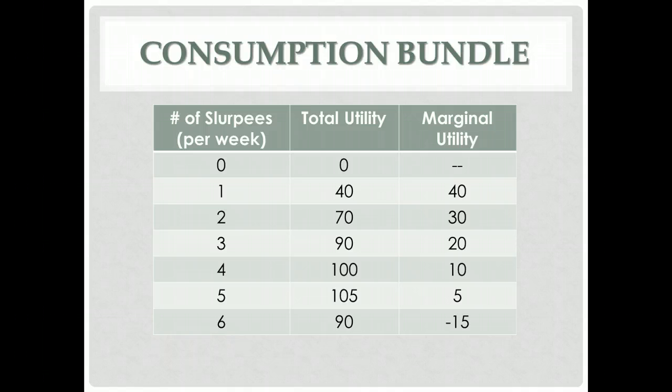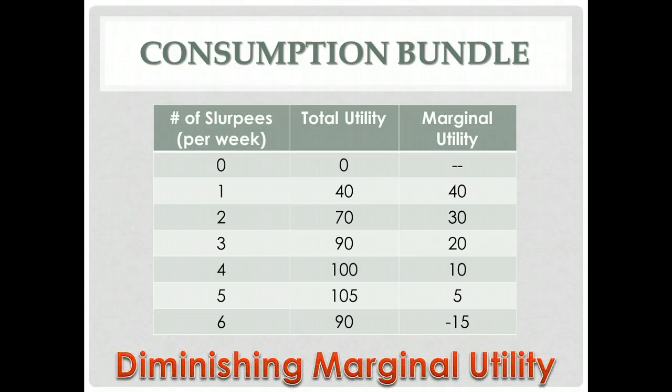units of happiness by having the 6th Slurpee, which makes sense, because at some point I've had so many Slurpees I just don't want any more, and another Slurpee just makes me feel sick, and I'm actually worse off than I was before. So what we see is that marginal utility begins to gradually decline over time, which is known as diminishing marginal utility.